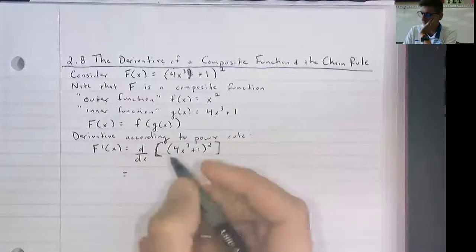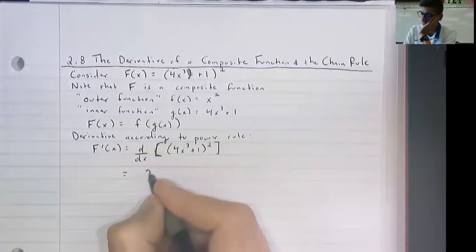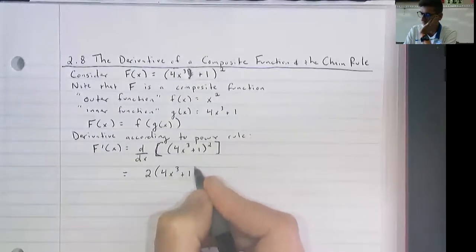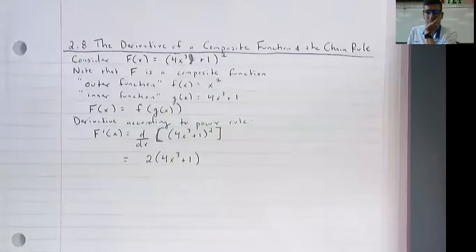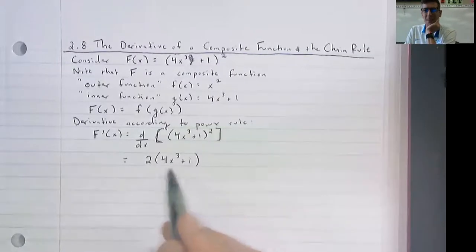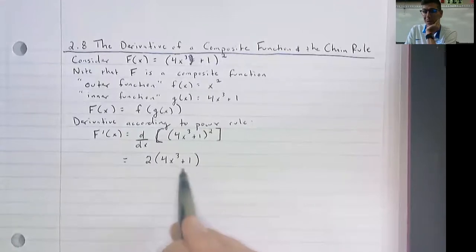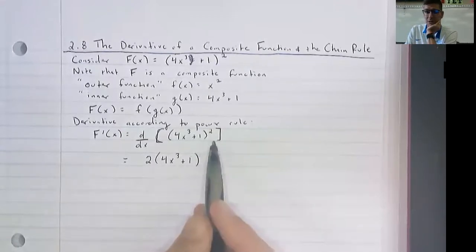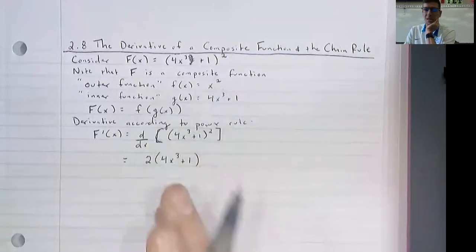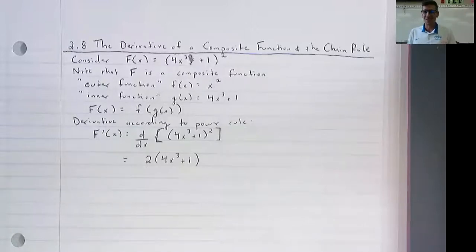According to that, it would be something like 2 times (4x cubed plus 1). But our spidey sense should kind of be tingling right now, saying that doesn't seem right. It seems like something about how this is changing should be affected by what's going on inside. And to just deal with this outer function, to just differentiate x squared, it just doesn't seem right as mathematicians, okay?